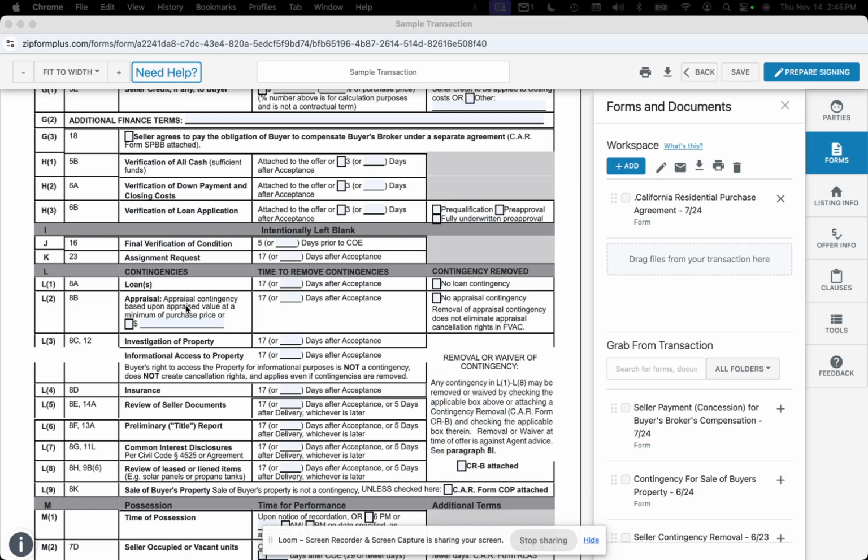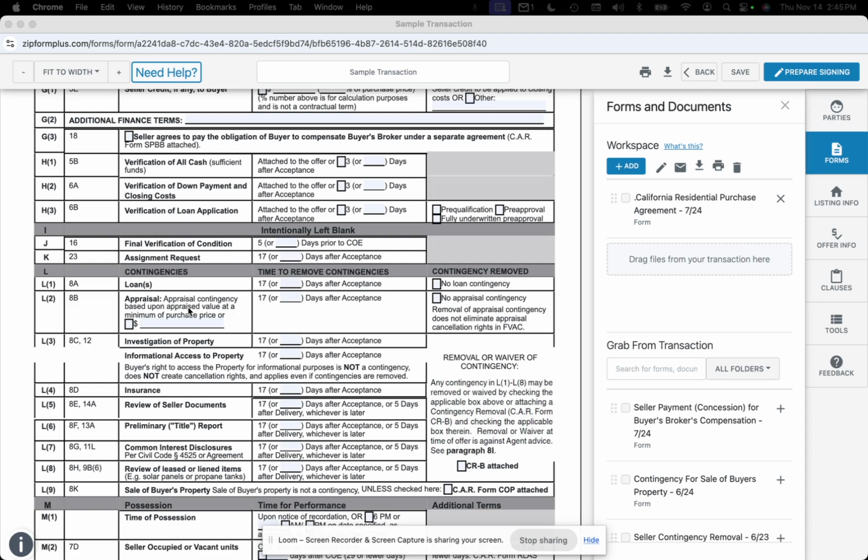The appraisal contingency is similar to the loan contingency, as it is only useful for an appraisal, meaning that if the appraisal value falls short of the purchase price, then you can use the appraisal contingency to get out of the contract and get your money back. It cannot be used for anything else but the appraisal.